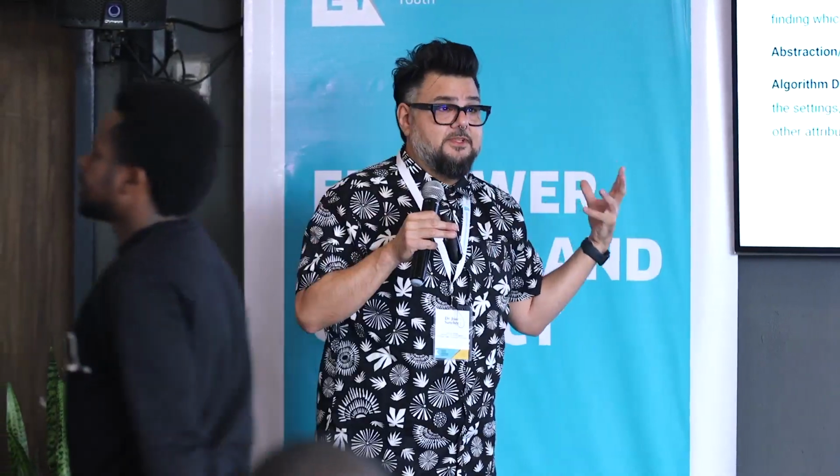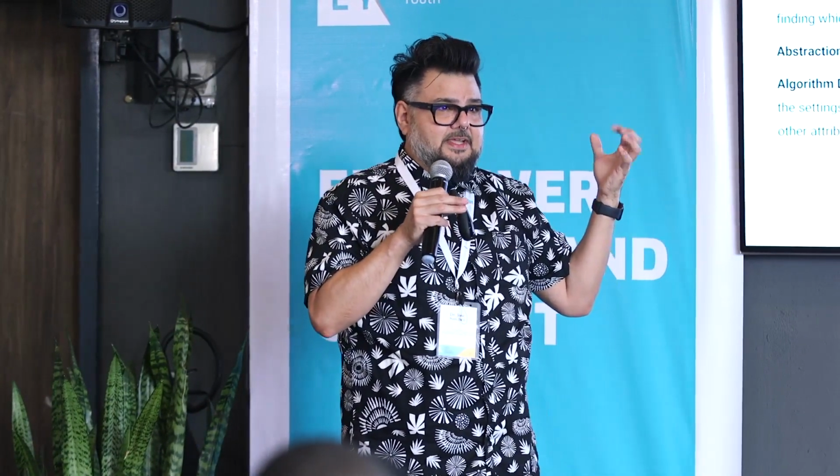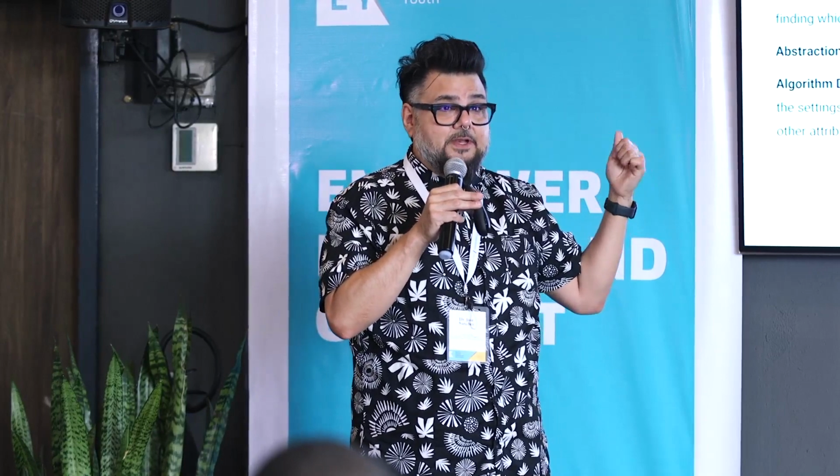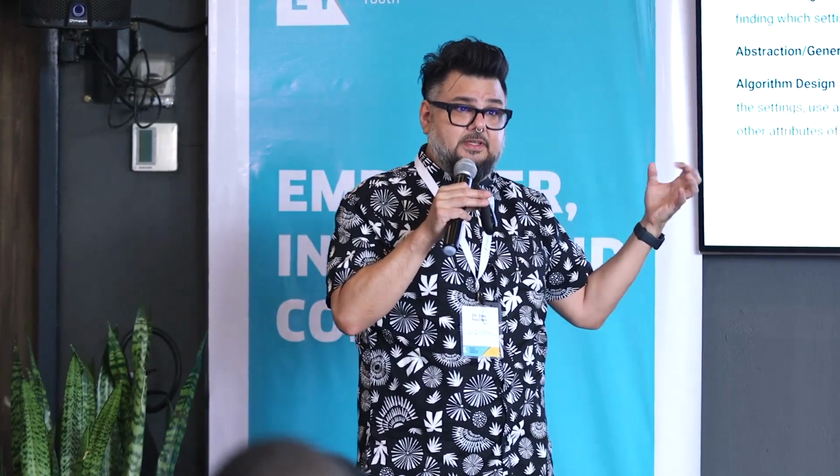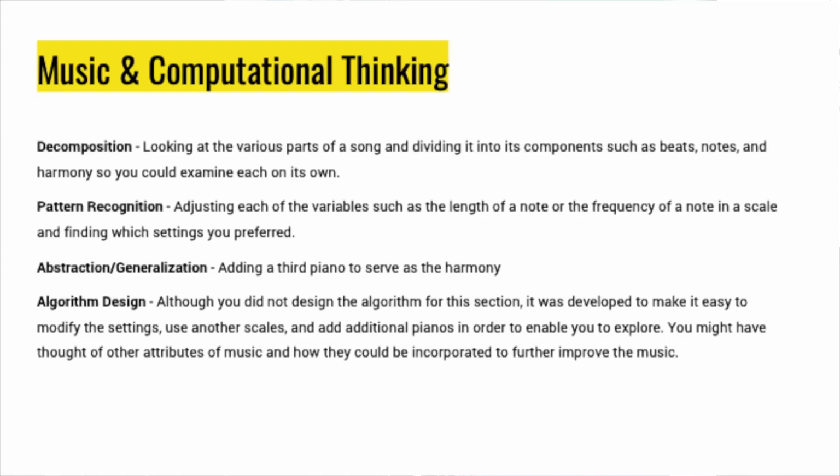So if we play a song, we could listen to the beat and start trying to identify, what style of music is this? We could listen to the beat and say, well, if it sounds like hip hop, we know automatically it's not classical music, right? If it sounds like rock and roll, we can start eliminating just on the beat alone, and the notes as well. Then there's pattern recognition, where we can adjust each variable, like the length of a note or the frequency of a note on a scale, to get to the settings that you prefer.